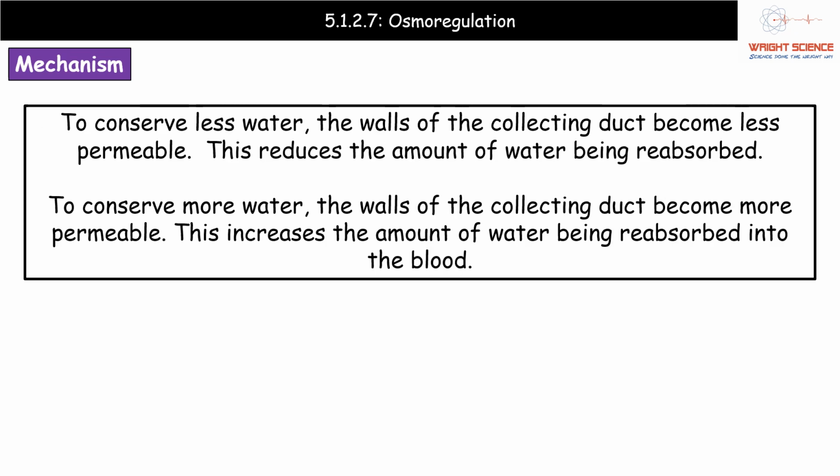So, if we want to conserve less water, i.e. we have a surplus of water in our body, therefore a much higher water potential in our blood than we would like, what we are going to do is make the walls of the collecting duct less permeable. If the walls of that collecting duct are less permeable, that means less water is going to be reabsorbed into the bloodstream. We then have the inverse. If we want to conserve more water because the water potential of the blood is too low, then the walls of that collecting duct will become more permeable, therefore more water will leave the collecting ducts, travel into the capillaries and be reabsorbed into the blood there.